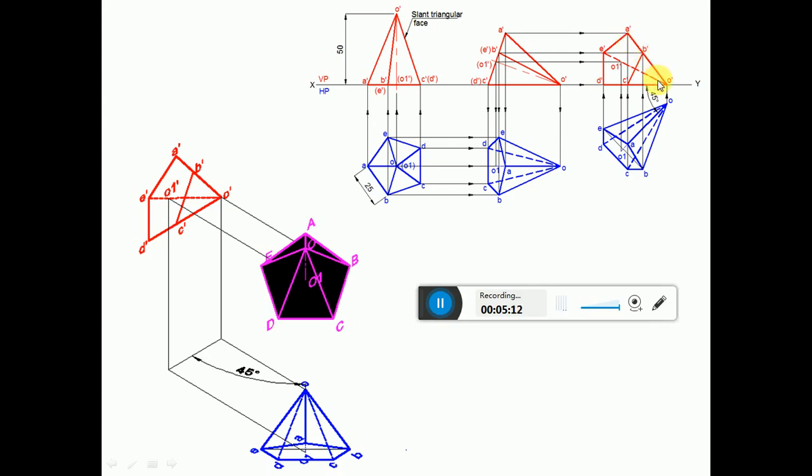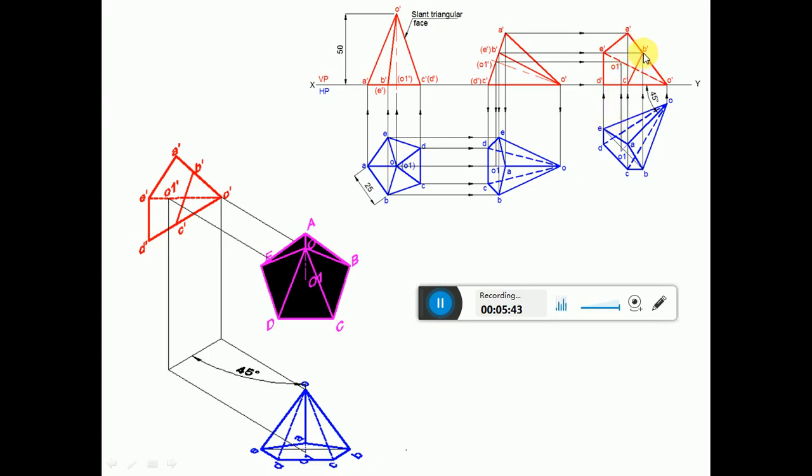Now when you look from the front view, A, B, C, D, E is nearer to the observer. That is also quite evident from here. So once you look from the front view, A, B, C, D, E is nearer to the observer. So the entire base is visible. So here O is on this side, O1 is on this side. So the triangular face OCD will be on the HP. Since it is near to the observer, the entire pentagonal surface is visible.